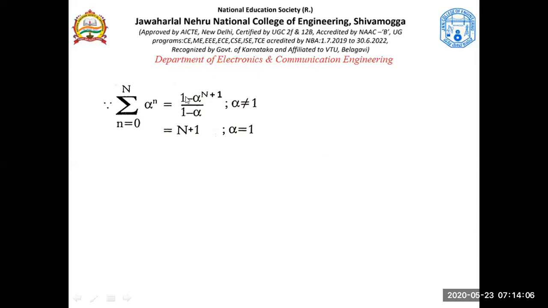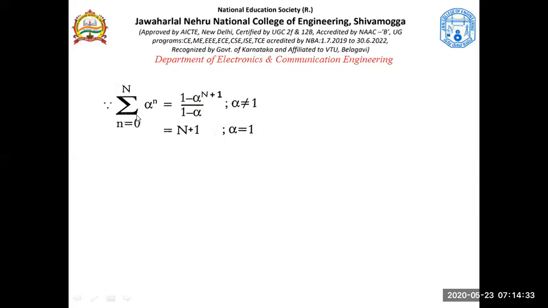So when would this be true? This is true when alpha is not equal to 1. Understand that? Okay, and when alpha is 1, it is 1 to the power n. 1 to the power n is anyways 1. So how many times are you going to add this 1 if alpha is 1? If alpha is 1, how many times are you going to add that?